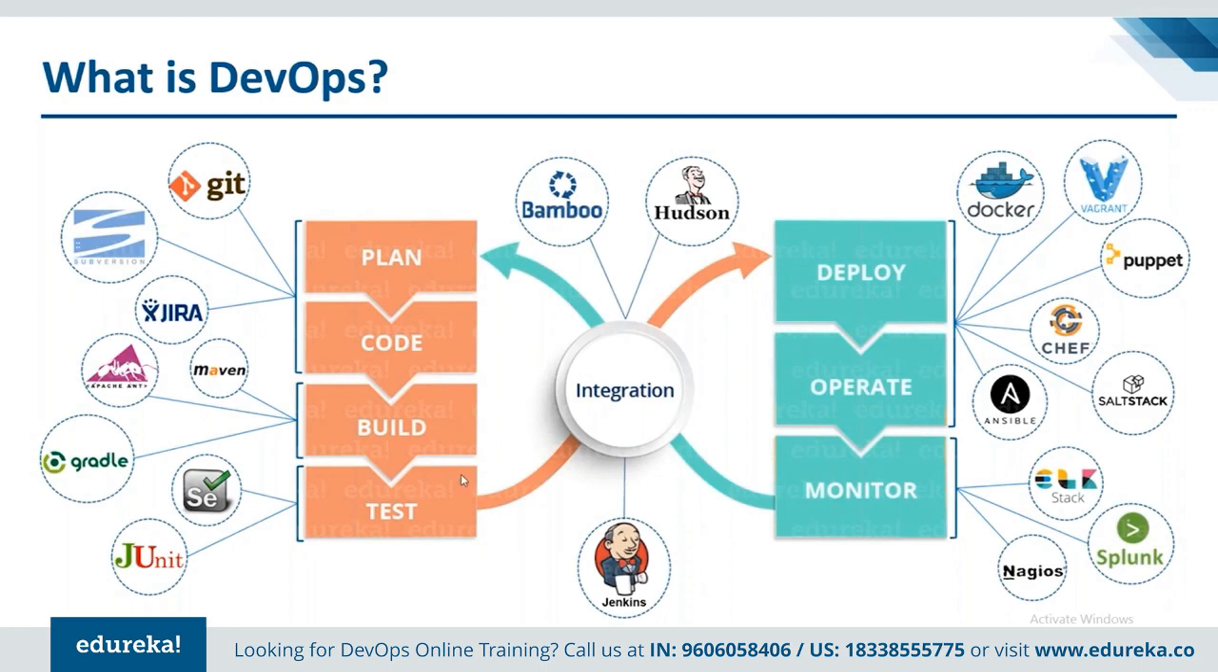Now, once the entire code has been integrated, then only we move to the deployment phase, where we have tools like Docker, Vagrant, Puppet, Chef, SaltStack, and Ansible, right? Now, when we say deployment, obviously, once the entire script has been created on the build, we need a VM-like environment, right? And here we have a concept called Dockerization and virtualization, right?